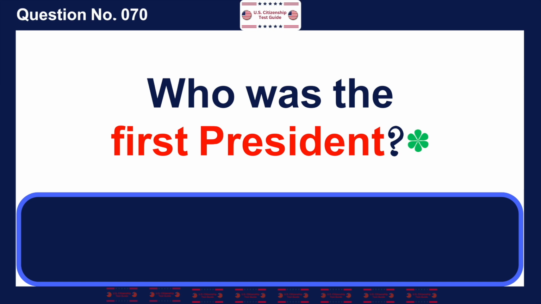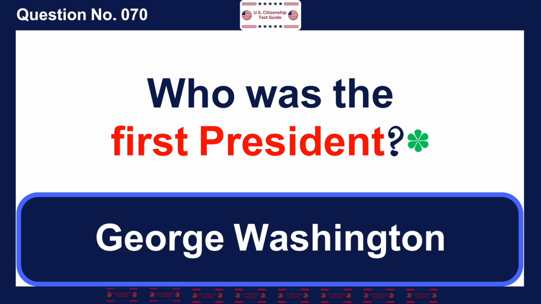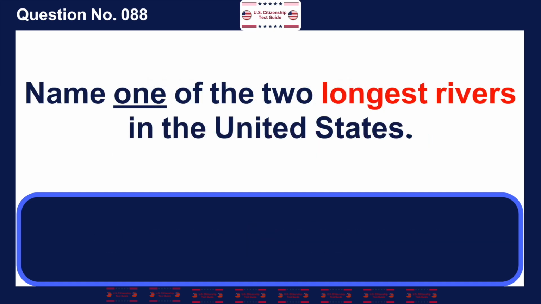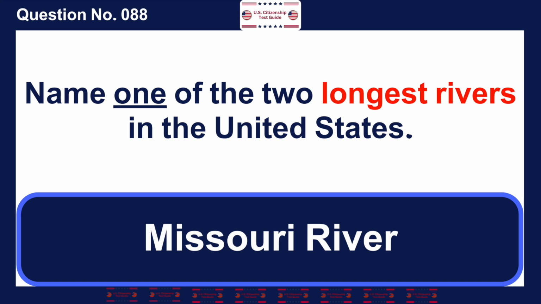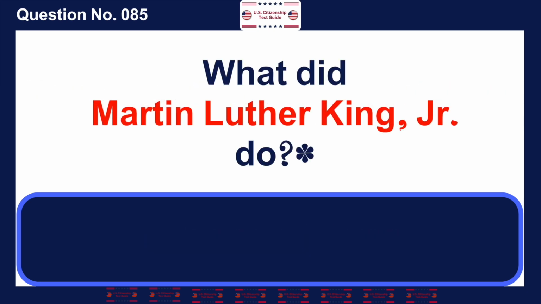Who was the first president? George Washington. Name one of the two longest rivers in the United States. Missouri River. What did Martin Luther King Jr. do?